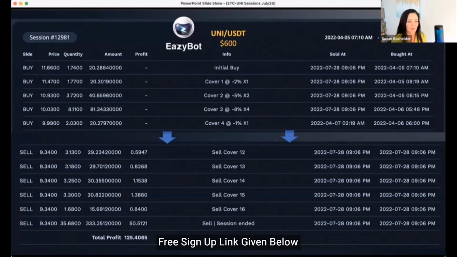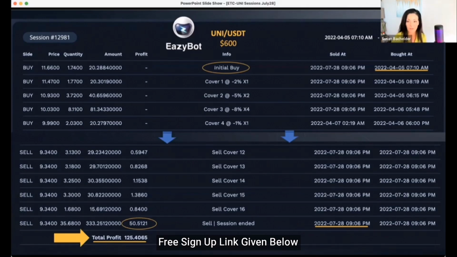So here is mine and Bren's account, our UNI session. It opened up, we had started a balance of 600. And as you can see here, the initial buy was on April the 5th, and it closed out on July 28th, with the final trade being a profit of $50.51, which is another example of that trailing take profit, where the profit optimization is in place with that retracement added into the code. And the total profit of this session was $125.40, which, oh, wait, did you hear that?